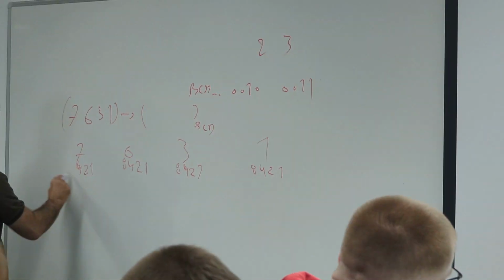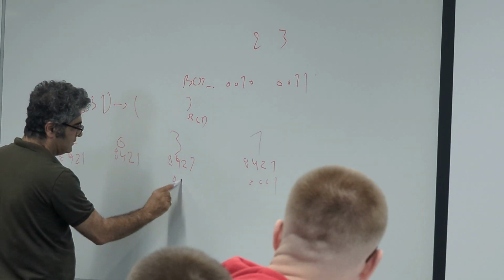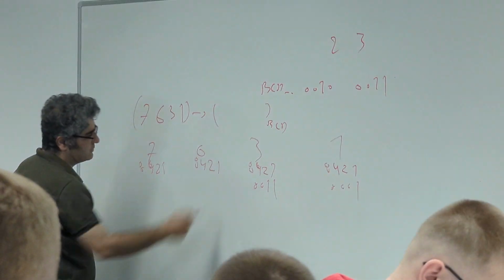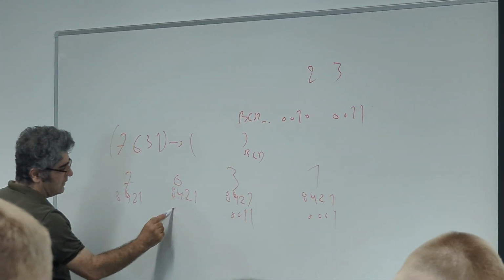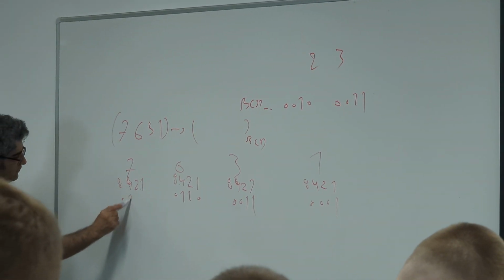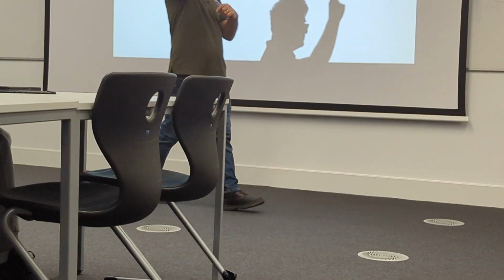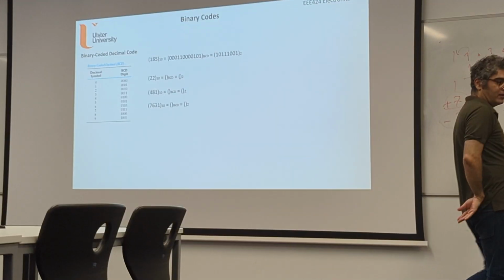1, 2, 4, 8: 0001 for 1. 3 is 0011, because 1 plus 2 would be 3. 6 is 2 plus 4, 0110. 7 is 1 plus 2 plus 4, 0111. You see how much it is easy? It's the same as hexadecimal for 1, 2, 4, 8, but we have only from 0 to 9, nothing more.